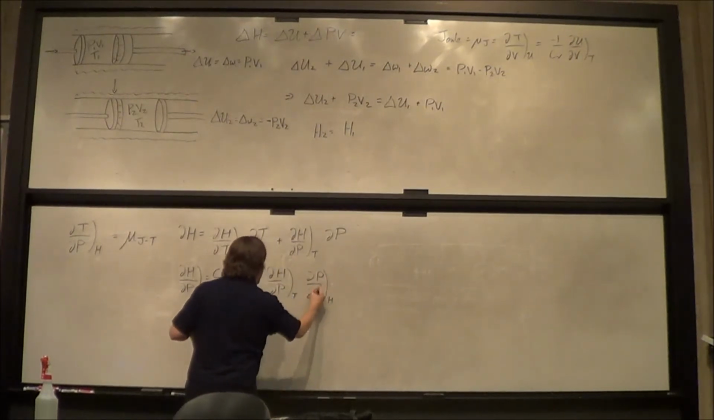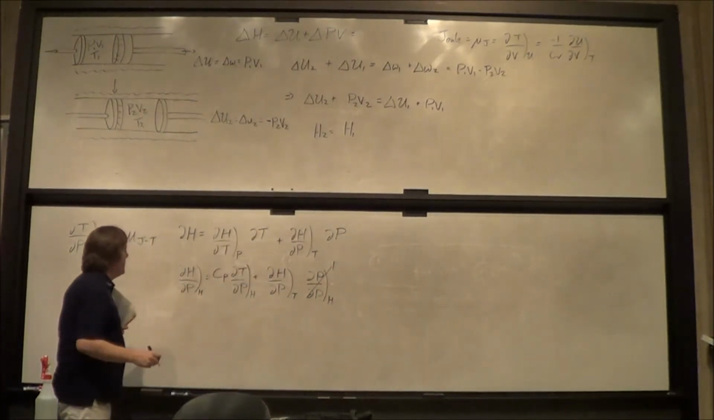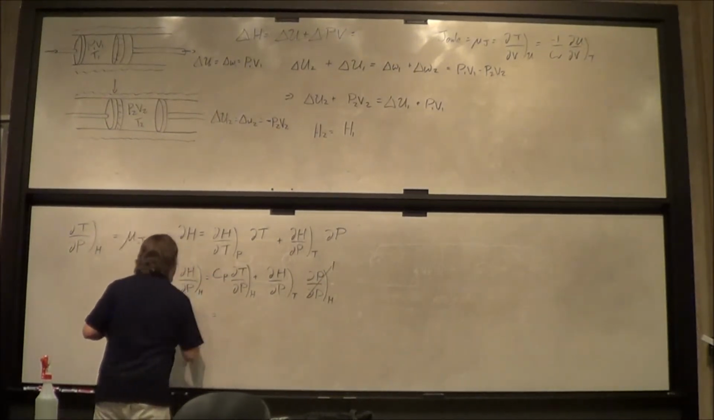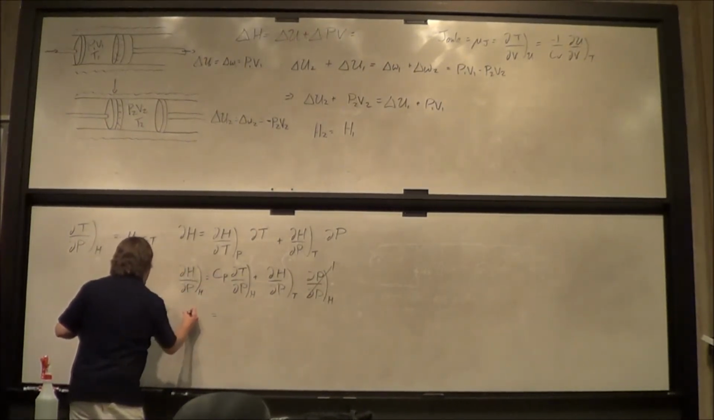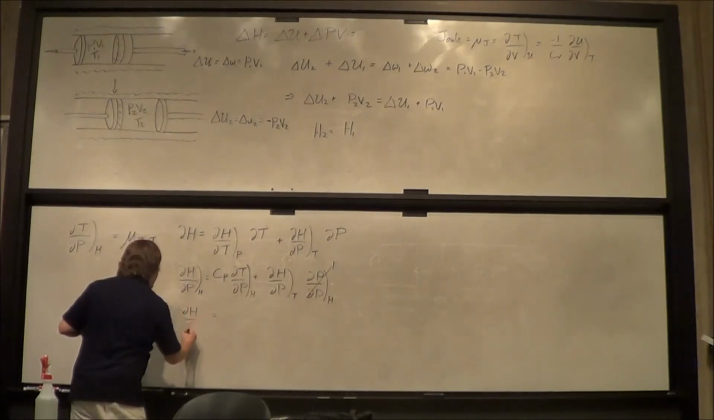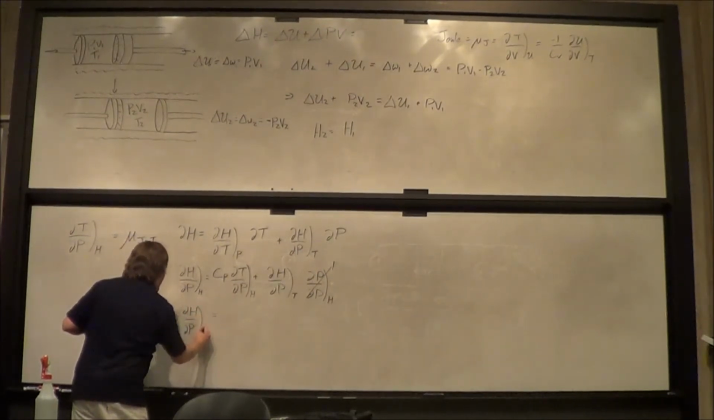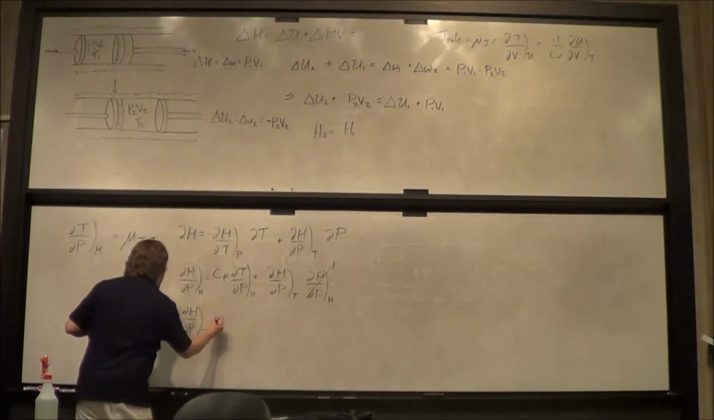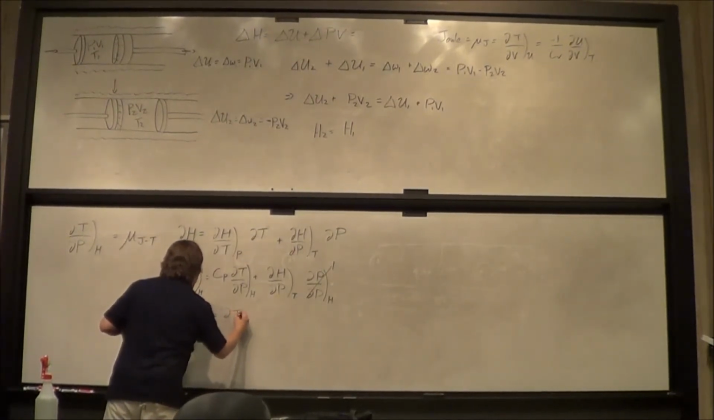When you're in these situations, it doesn't matter. It's 1. And there we go. So I can see that if I take minus the change, if I do this, I get my Joule-Thomson coefficient.